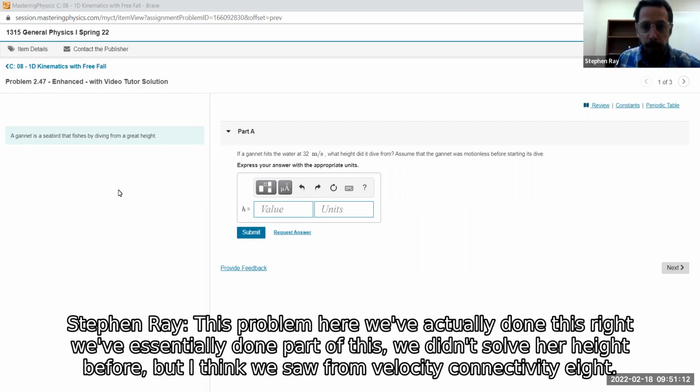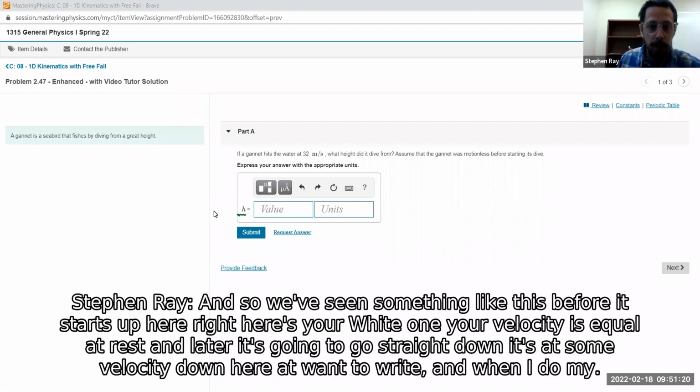This problem here, we've actually done part of this. We didn't solve for height before, but I think we solved for velocity in activity 8. And so we've seen something like this before. It starts up here at y1, with velocity equal to zero at rest, and later it's going to go straight down. It's at some velocity down here at y2.